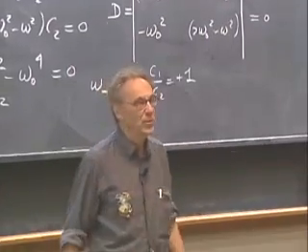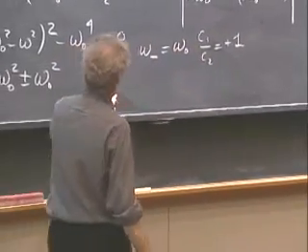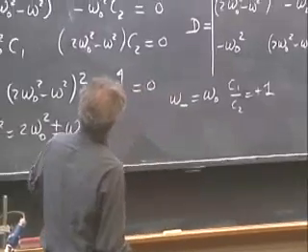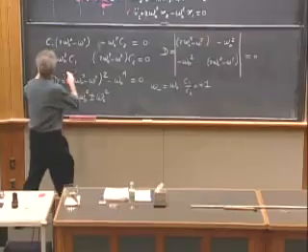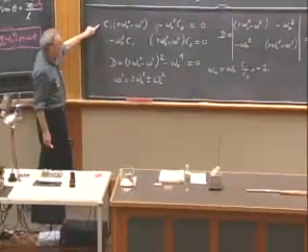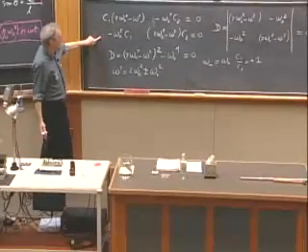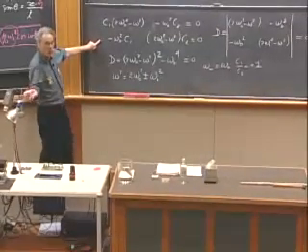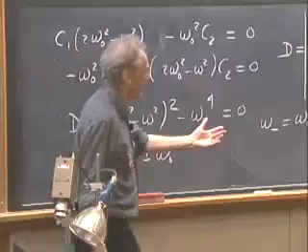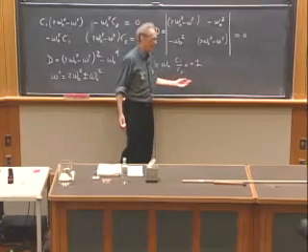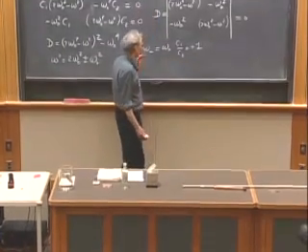And you can confirm that by substituting this omega 1. If you substitute that in this equation, you will find the ratio C1 over C2. If you prefer this equation, be my guest, you can do that too. And you will find, no matter which one of the two you take, that it is plus 1.